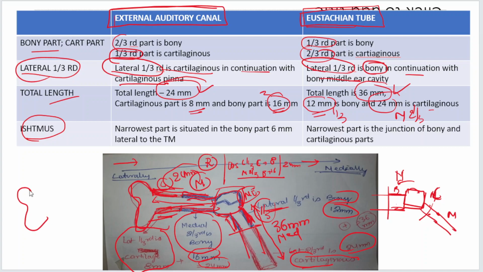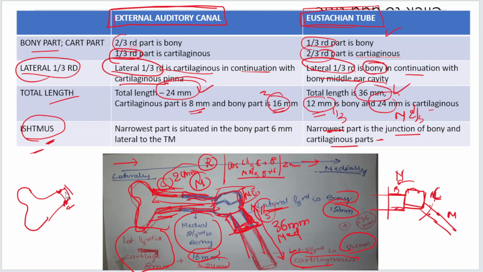Both of them have an isthmus, but what is the isthmus? This is the pinna, this is the external auditory canal, this is the tympanic membrane. Just 6 millimeters lateral to the tympanic membrane, there is a bulge of the external auditory canal, which is called the isthmus. This isthmus is not the same as this isthmus. Isthmus of the eustachian tube is the narrowest part. It is at the junction of the bony and cartilaginous part. But here, this is just the bony part. There is a bulge, which is 6 millimeters lateral to the tympanic membrane, which is the narrowest part.